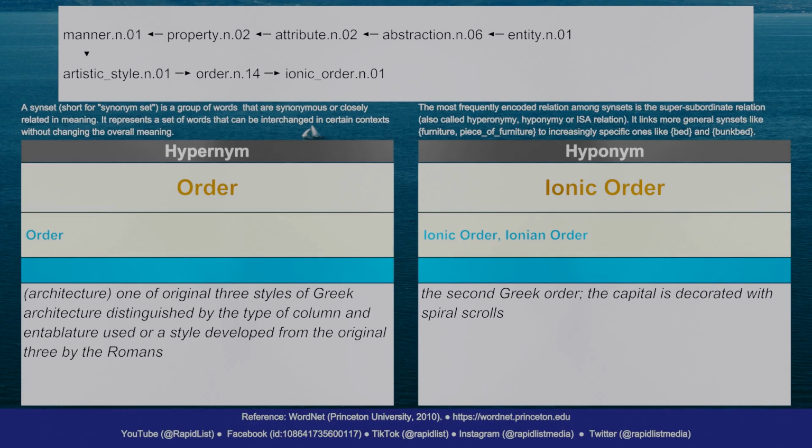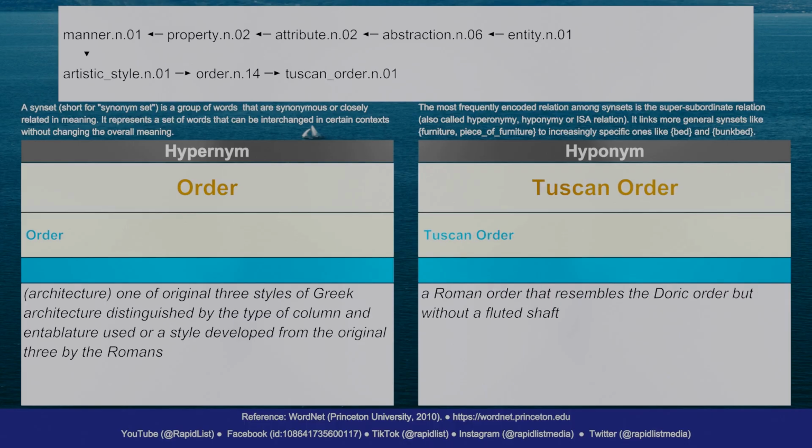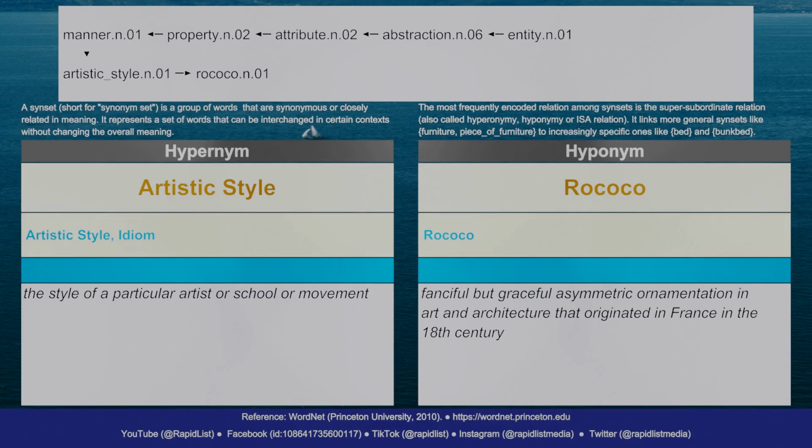Ionic order. The second Greek order, the capital is decorated with spiral scrolls. Tuscan order. A Roman order that resembles the Doric order, but without a fluted shaft. Rococo. Fanciful but graceful asymmetric ornamentation in art and architecture that originated in France in the 18th century.